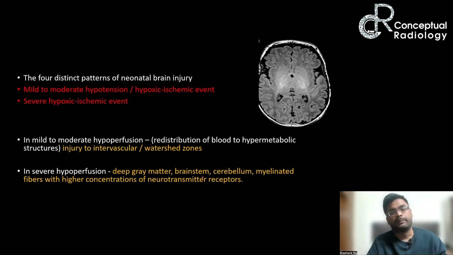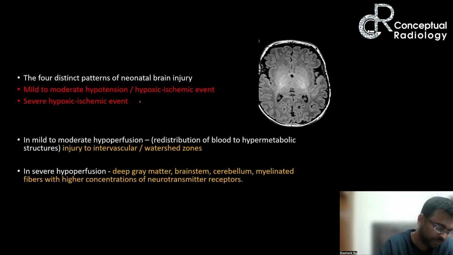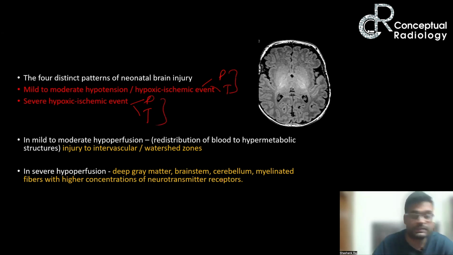Okay, now coming to the imaging pattern. As far as imaging is concerned, there are four distinct patterns of neonatal brain injury. If there is mild to moderate hypotension or hypoxic insult, in a preterm and term, they will have different appearance. In severe hypoxic ischemic insult, again in preterm and term, they will have different pattern of injury. So these four patterns we are going to discuss in detail today.